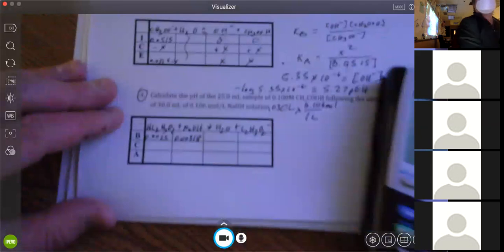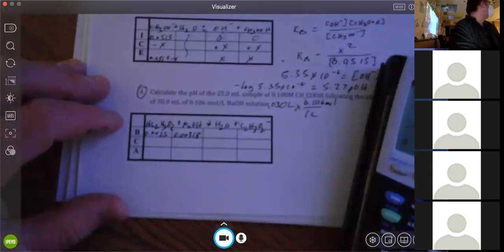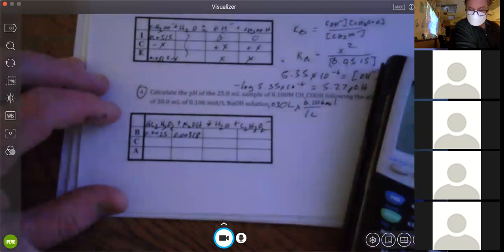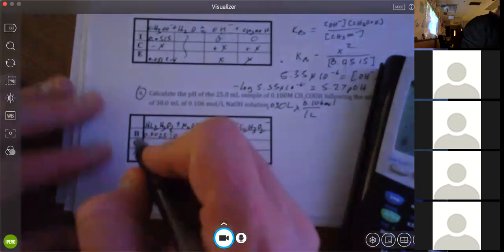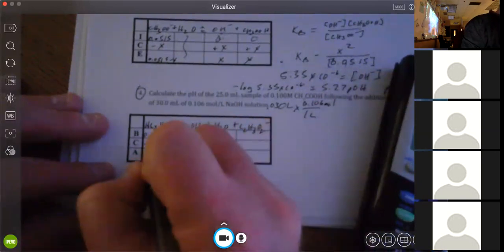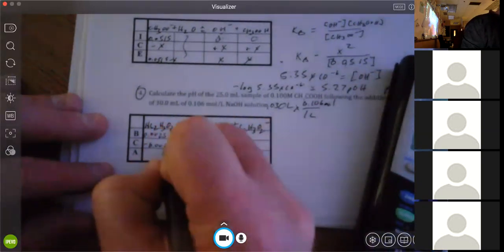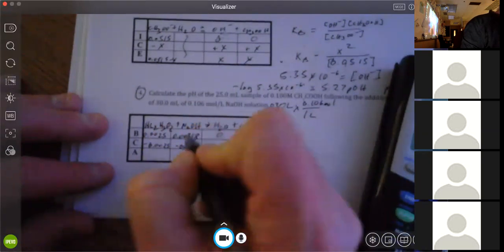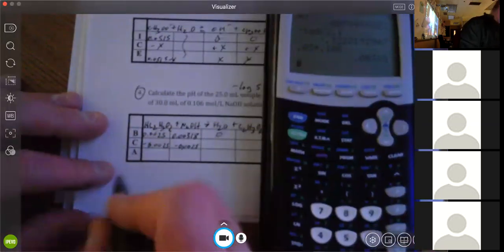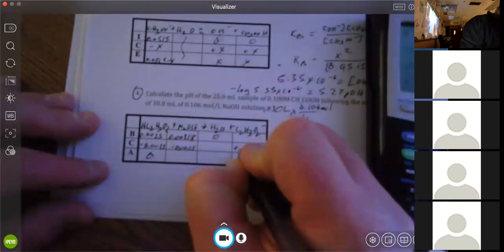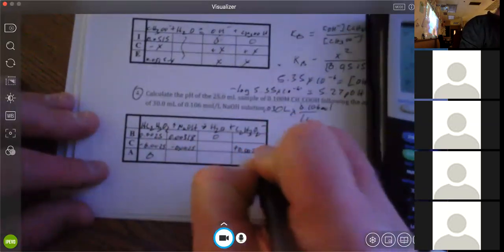Remember, this is a reaction, so we have a limiting reagent. So which one is the limiting reagent? The acetic acid or the sodium hydroxide? Acetic acid. That sounds loud. Quiet down up there. All right. So we're going to end up with 0 of this. We're going to end up with plus 0.0025 of this.